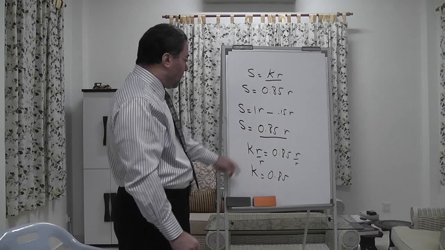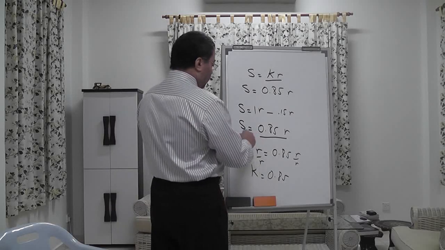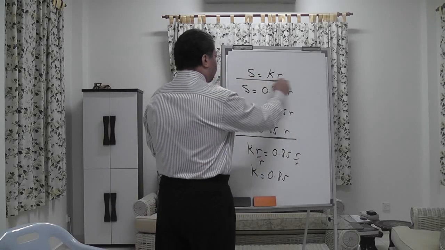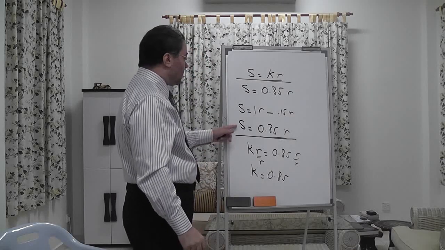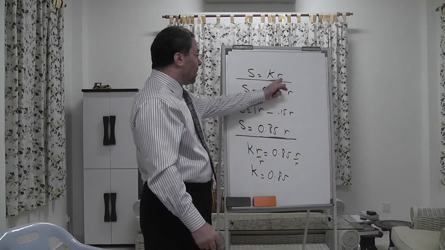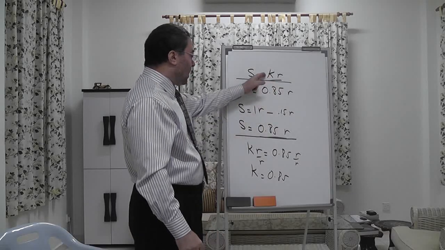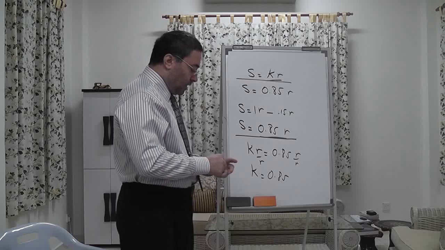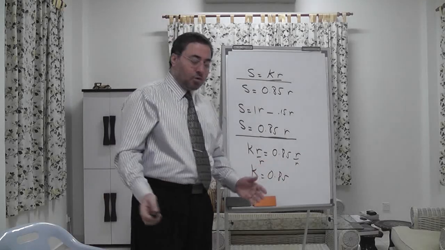You can see from the beginning, when we had this, we can compare this right away to this equation, this one to this one. The S compares to the S, the R to the R, and automatically K will be 0.85 if you do not want to do the calculations.